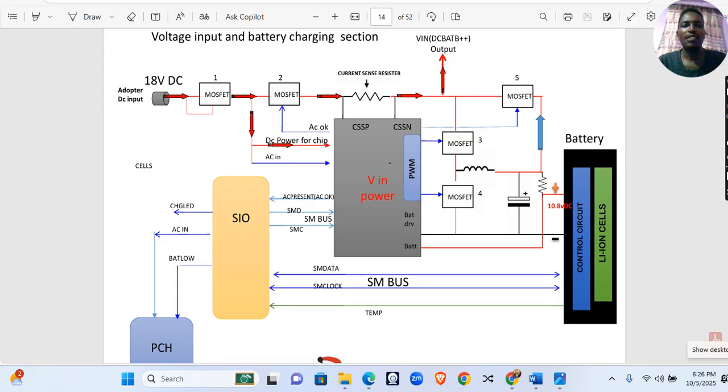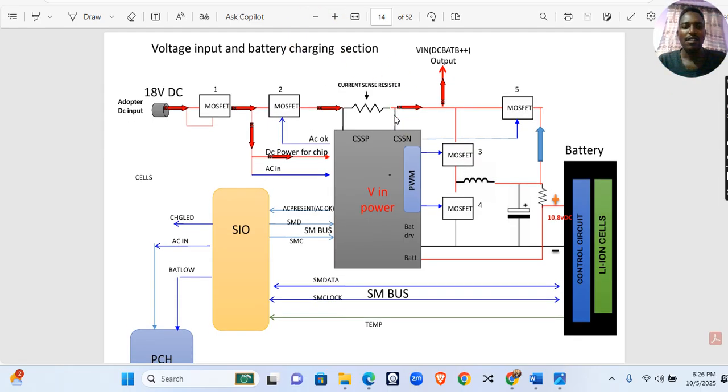Today we are going to discuss the battery charging system, or charging section. As you can see, this is the voltage input and battery charging section. This diagram represents the charging circuit, right? Yes. Every component here is responsible for charging the battery in your laptop.